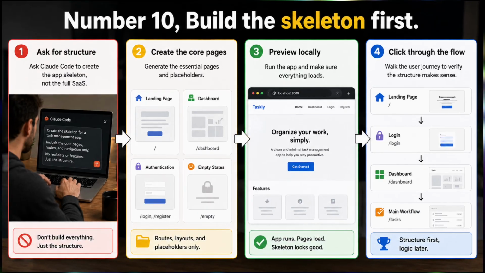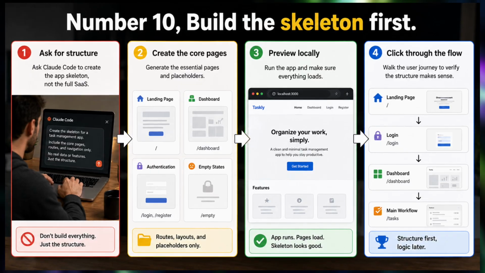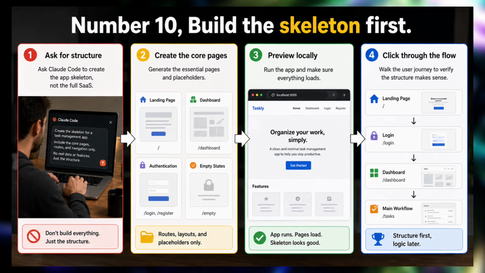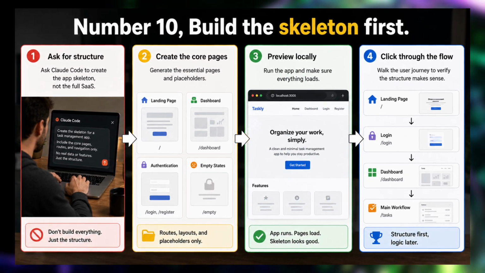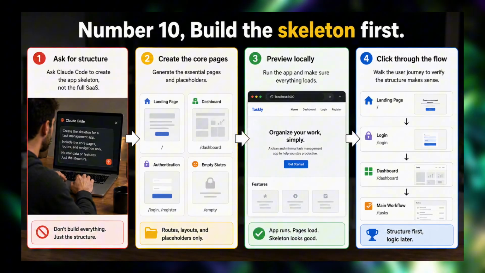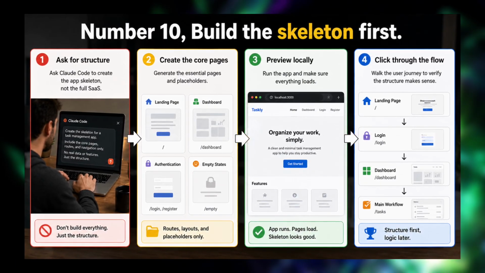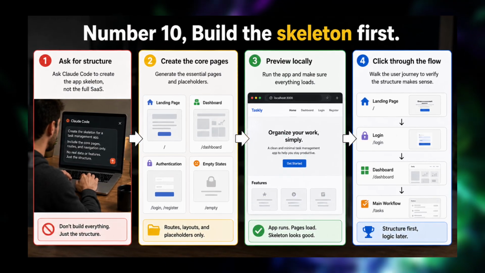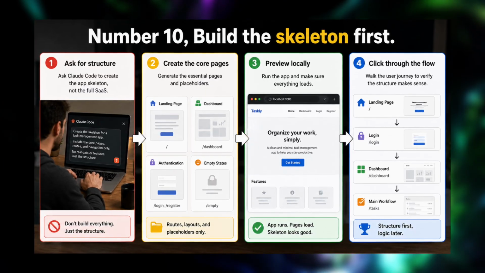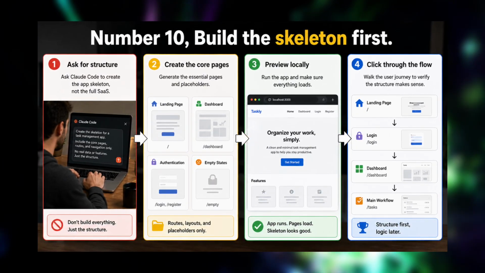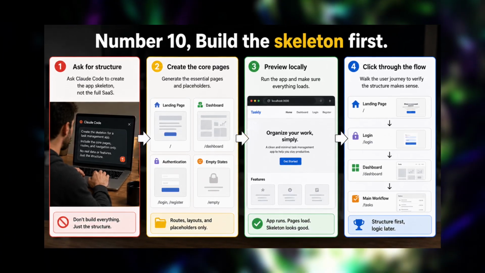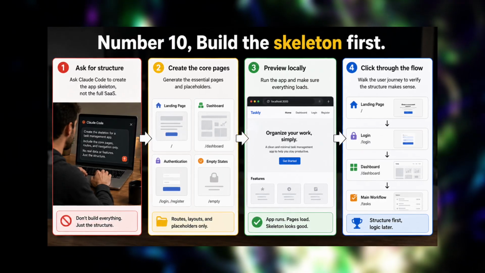Number 10. Build the skeleton first. The first coding task should be the app skeleton, not the entire SaaS. Ask Claude to create the basic layout, navigation, landing page placeholder, dashboard placeholder, authentication pages, and empty states. At this stage, the app does not need complex logic. It needs structure. You want to see where users land, how they sign in, where the main workflow lives, and how pages connect. After Claude makes changes, run the app locally and click through every page. If the skeleton feels confusing now, it will feel worse after you add database logic, billing, and user data.